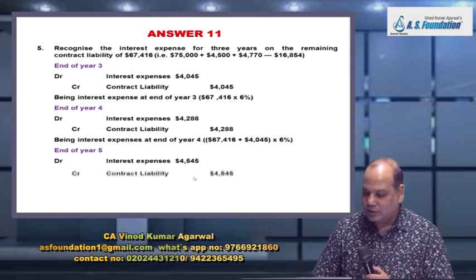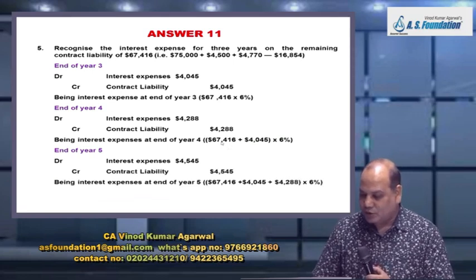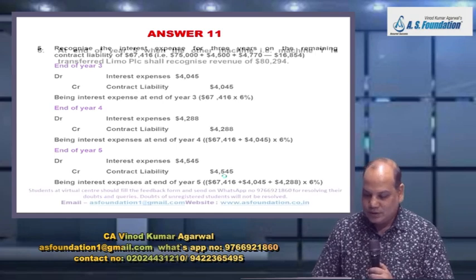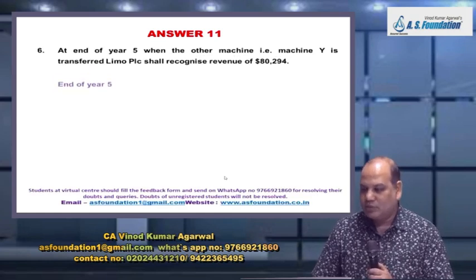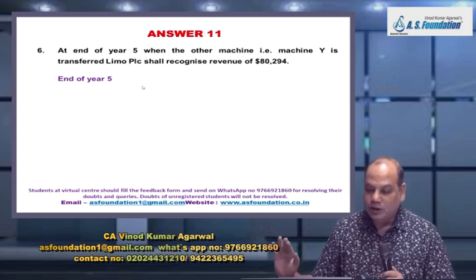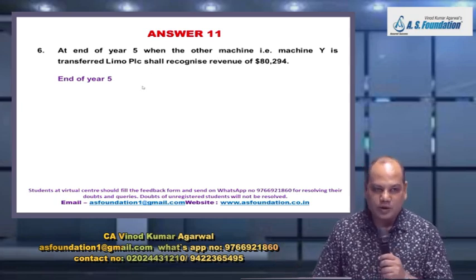4288. Year 3 again. First compute the interest on 67416 plus 4045 plus 4288. Total amount into 6%. Is it 4545? Yes. Now year 5, we will recognize revenue when we transfer machine Y.